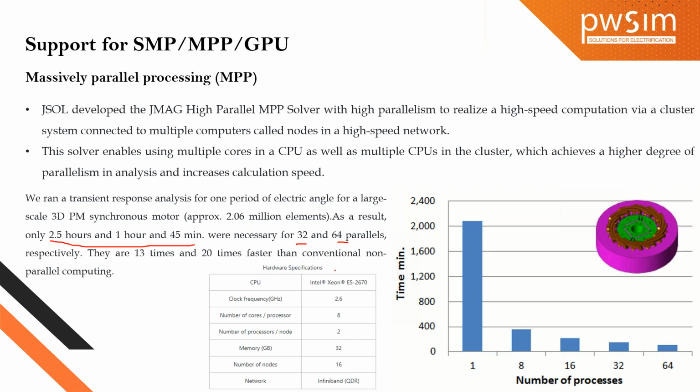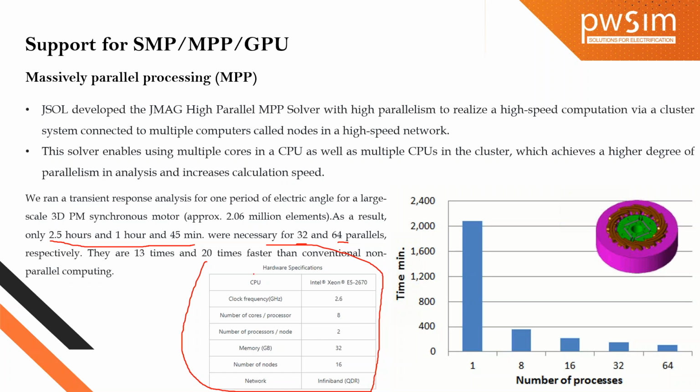So they are 13 times and 20 times faster than conventional non-parallel computing. These are the hardware specifications we used while solving this MPP solver. We have Intel Xeon E5-2670 with a frequency of 2.6. The number of cores is 8 and the number of processors is 2, that means nodes, and the memory is 32 GB, and the nodes are 16, and the network is InfiniBand QDR.